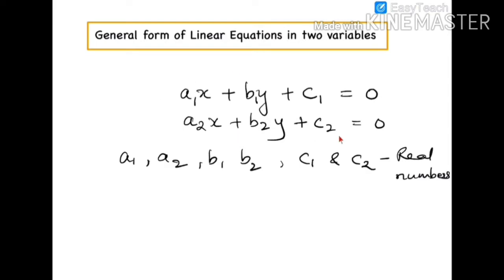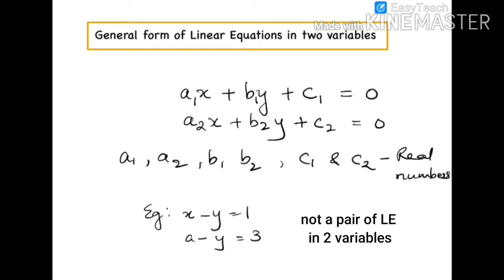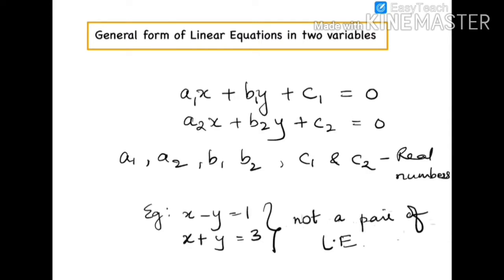We call these two equations a pair of linear equations in two variables as they have the same variables x and y. If we have two equations, for example, x minus y equal to 1 and a minus y equal to 3, then these two are linear equations in two variables, but they do not make a pair of linear equations in two variables as they do not have the same variables. But if the two equations are written in the same variables, for example this one, then these two equations form a pair of linear equations.